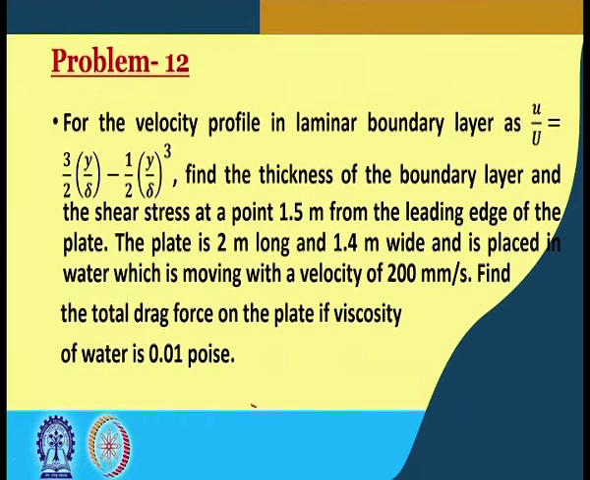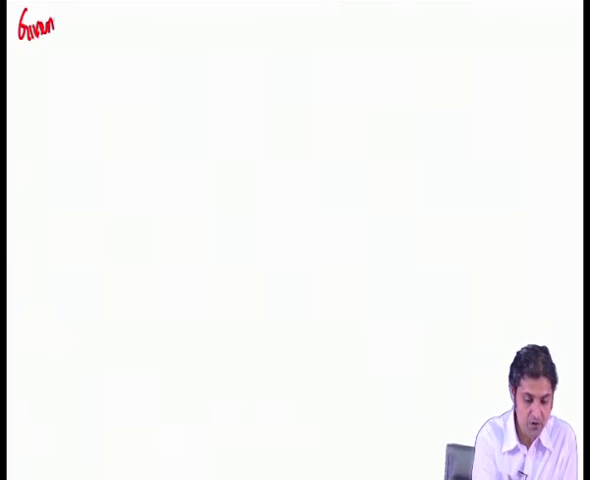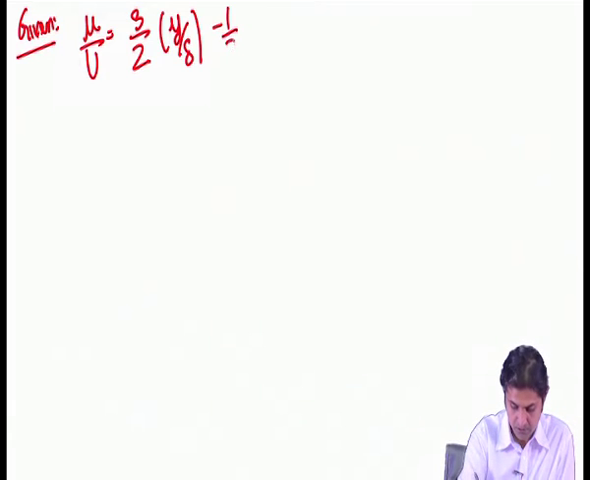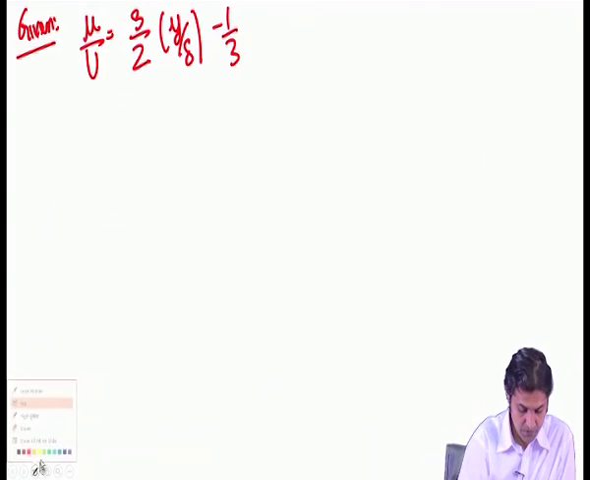So, what I am going to do is outline the procedure for this particular problem, not in entire detail. So, the velocity profile is given, right. I will definitely write what is given. So, small u by capital U is given as 3 by 2, sorry, 1 by 2.